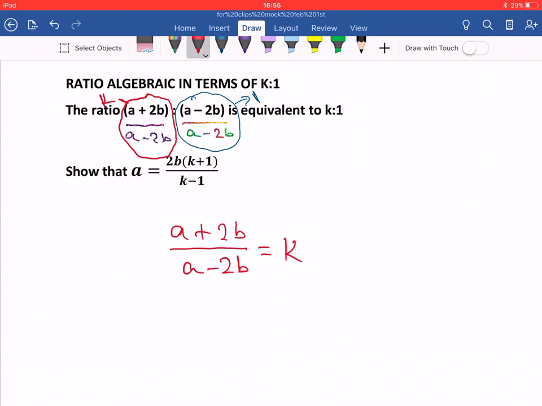So we've got a minus 2b on the denominator on the left-hand side. I like to bring these things up, or I like to get rid of the fraction.